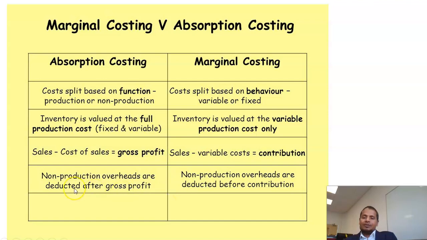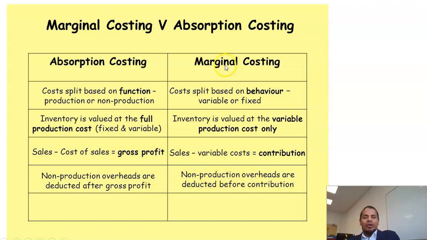All right. In case of absorption costing, non-production overheads are deducted after gross profit. Non-production overheads, that means sales overhead, marketing overhead, administrative overhead, distribution expenses, are deducted from gross profit to find out net profit.